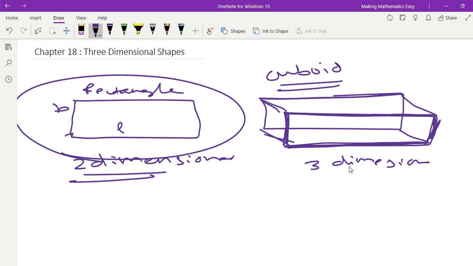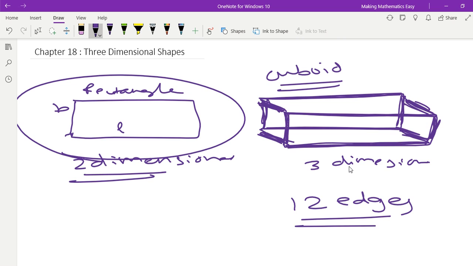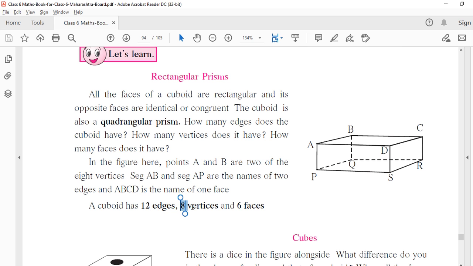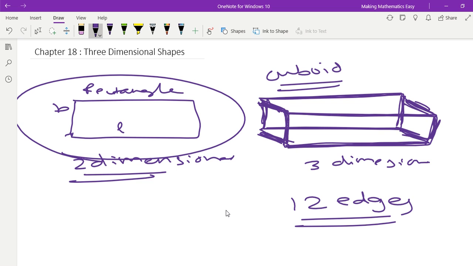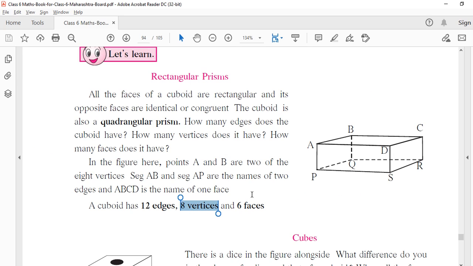Similarly, you have four edges on the back side. This one is fifth, then this is your sixth, this is your seventh, this is your eighth edge, correct? And in a similar way, you have edges over here also: ninth, 10th, 11th, and this is 12th. So overall, you have 12 edges in this. Now, 8 vertices. Vertices means endpoints. So you have this one, 2, 3, 4, 5, 6, 7 and 8. So you have 8 vertices in this.